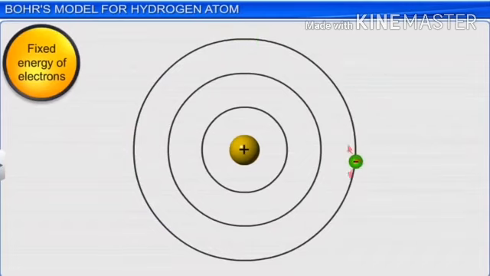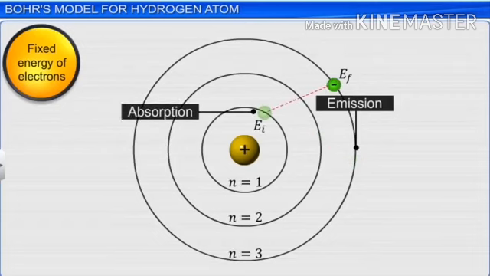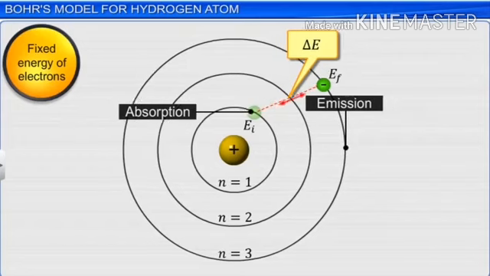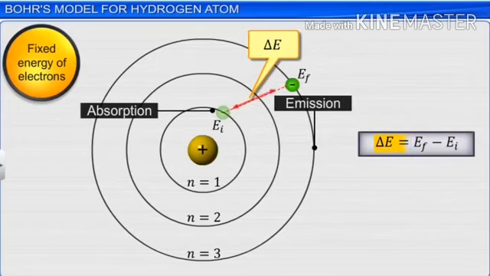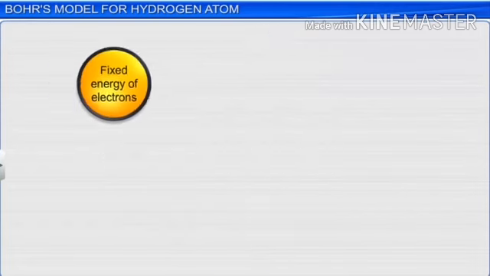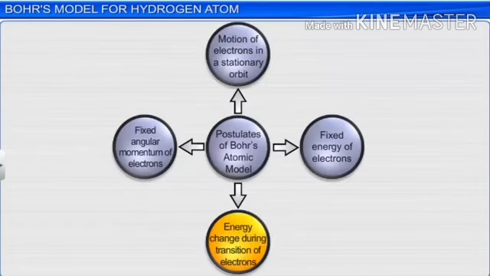So we can measure the energy change, delta E, by subtracting the lower energy from the higher energy. The higher energy we can denote as EF, and the lower energy as EI. So delta E is equal to EF minus EI. So we'll get the energy difference.